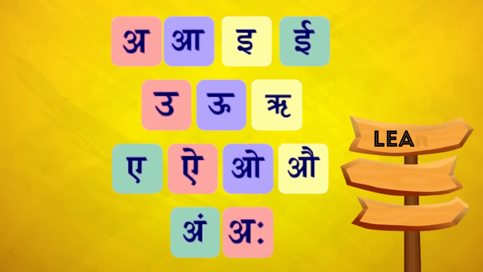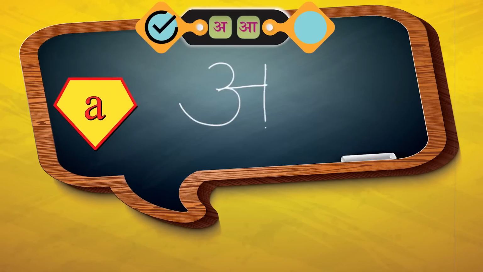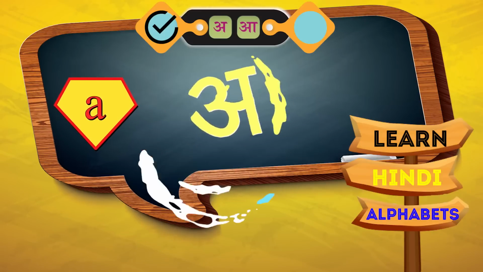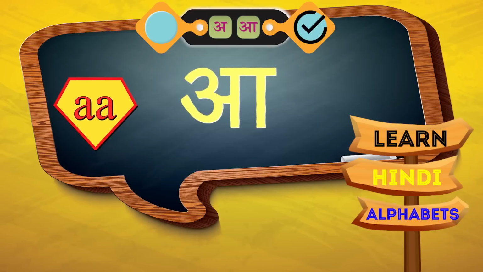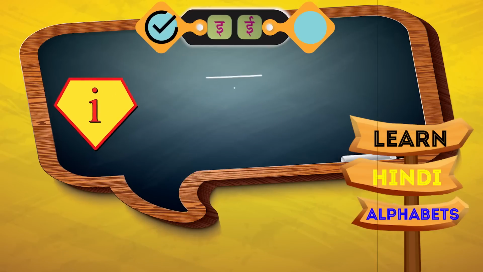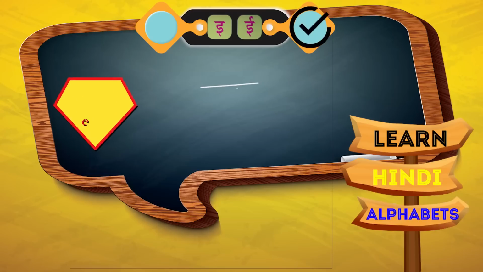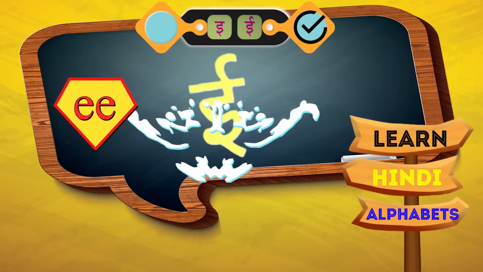Now we start to learn writing Hindi alphabets. This is A. This is E.